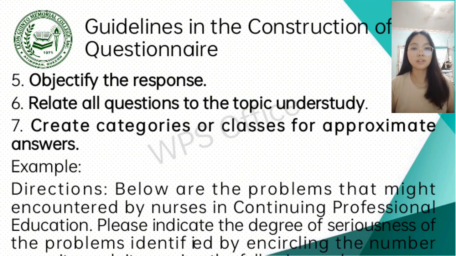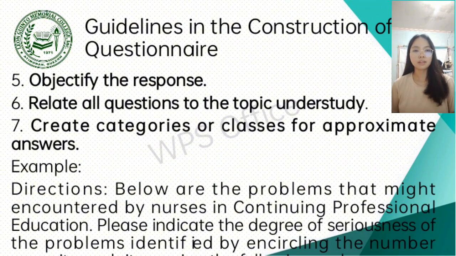If the study is about the teaching of science, all questions should gather data that have something to do with the teaching of science. If it is math, then it must have data gathered about math. If it's in English, then it must be in English. Next is create categories or classes for approximate answers. So there are questions which cannot be given exact answers, and so there is a necessity for creating categories or classes to accommodate the approximate replies.